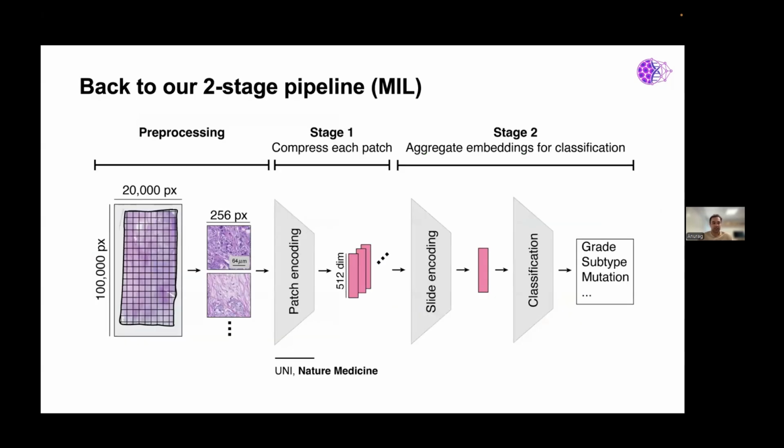So let's go back to our two-stage pipeline that we started this discussion with. Now, for stage 1, we have a strong patch encoder. For stage 2, we have the CLAM model and a lot of new upcoming schemes to do the classification.